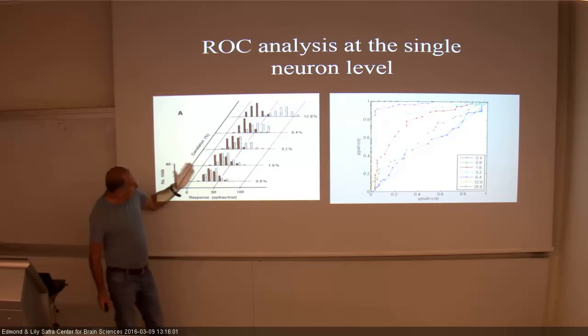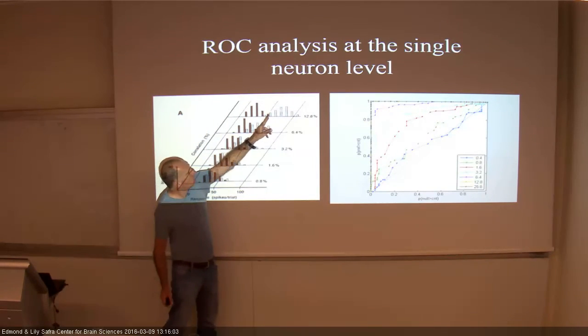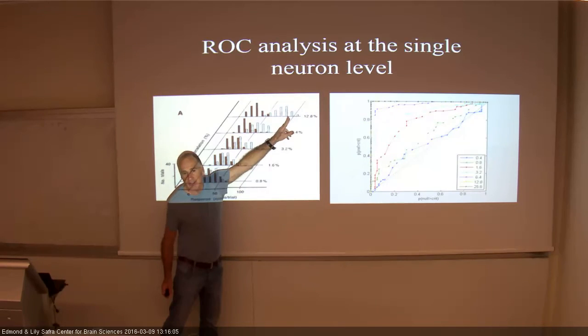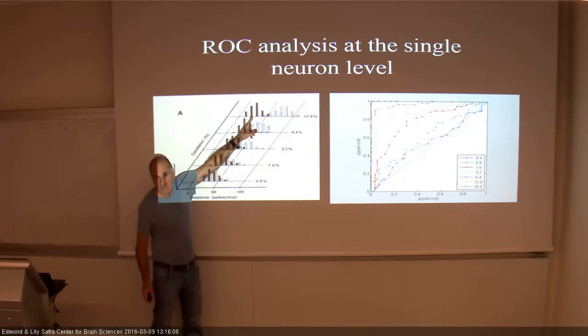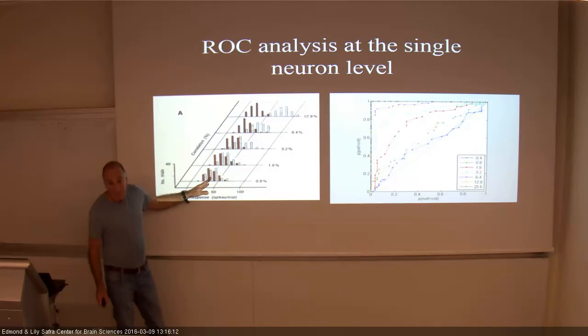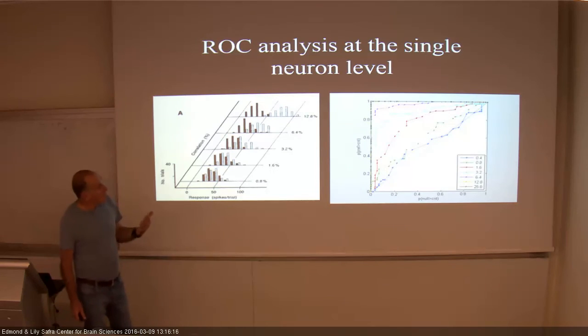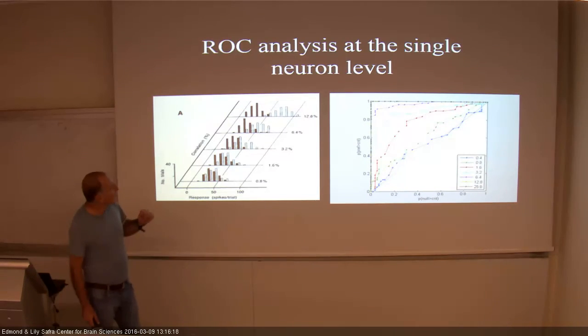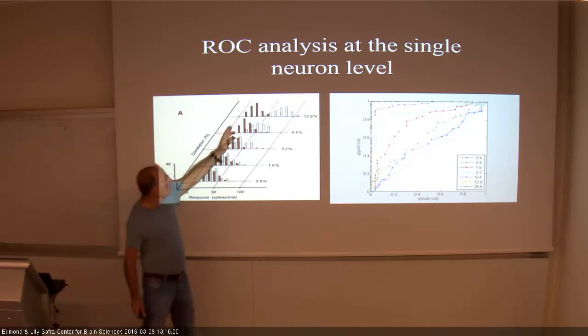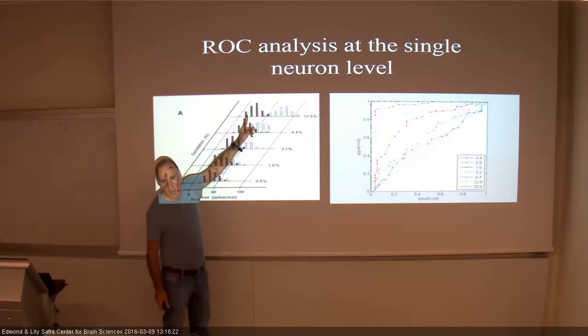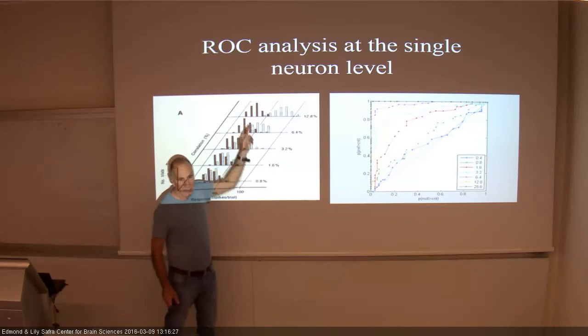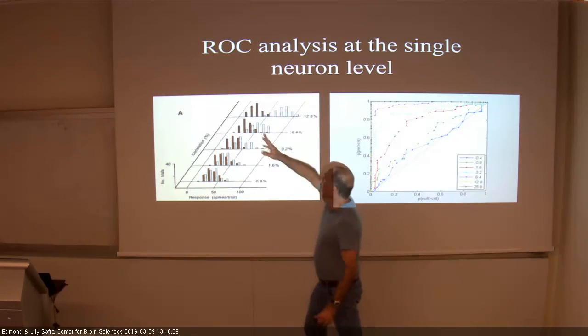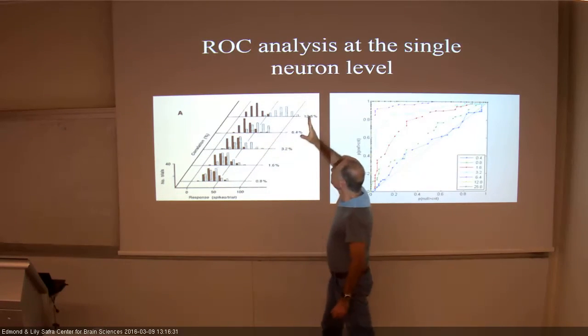you could apply some criterion. Let's say if it was above 50 spikes per second, you'd say it was in the preferred direction. If it was below 50 spikes, you'd say it was in another direction. But if you move here, you have a greater and greater problem. So you can think about it this way when you're applying ROC analysis. You're saying, okay, let's change the criterion by which I decide if the direction of motion was in the preferred, in a graded fashion.